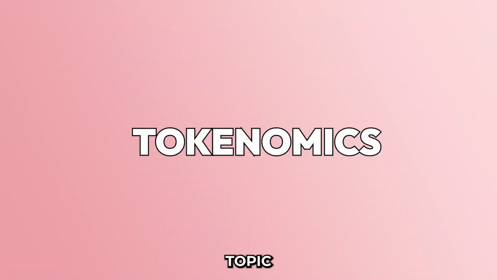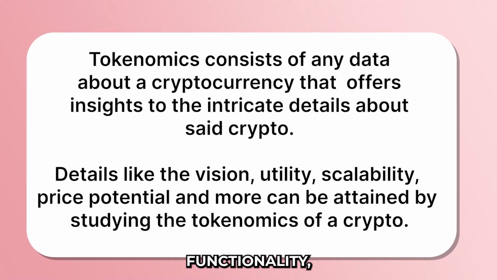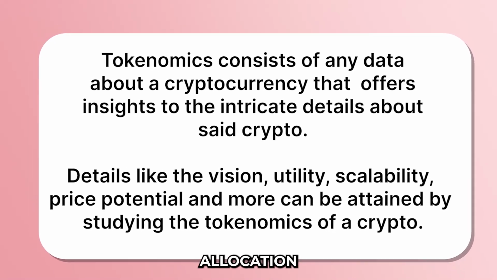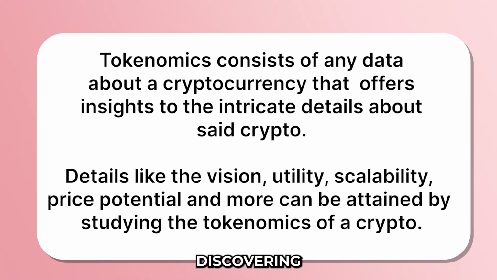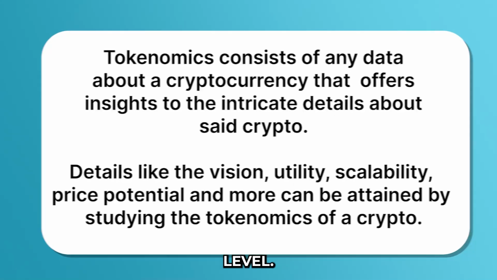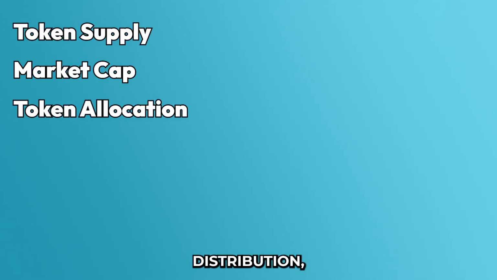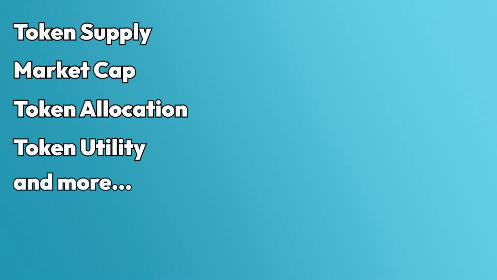And that brings us to the topic of today, tokenomics, which is short for token economics. Tokenomics of a crypto asset include a whole lot of data about said asset such as its functionality, objective, supply allocation, and much more, which is key to discovering assets that you are comfortable with and aligns with your risk tolerance and patience level. These details are usually also represented by the token supply, market cap, token distribution, utility, and more. Let's take a look at some of these to have a better understanding of how they can influence our decisions.